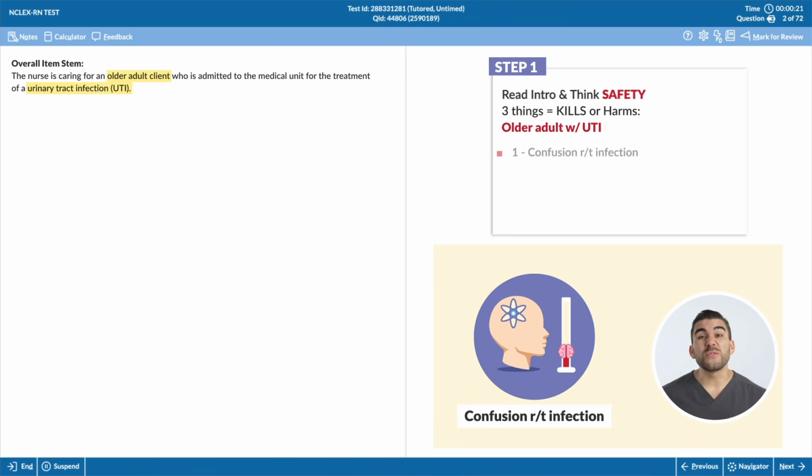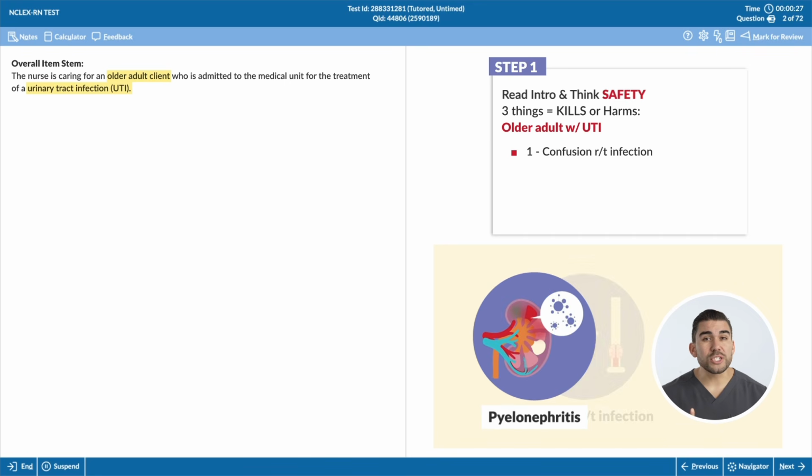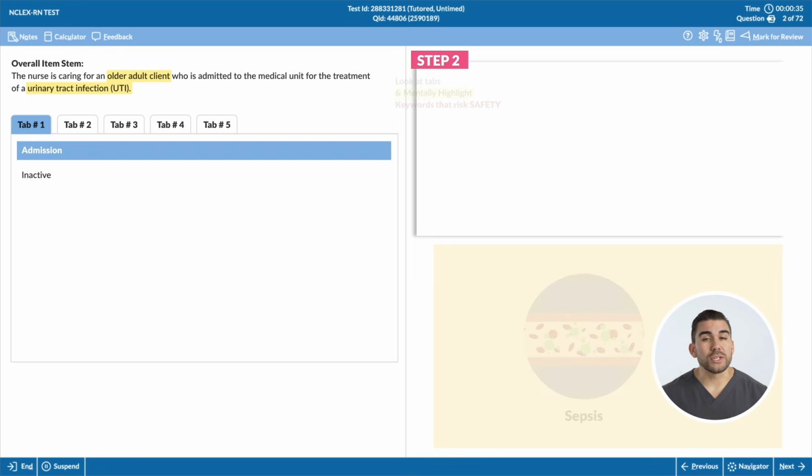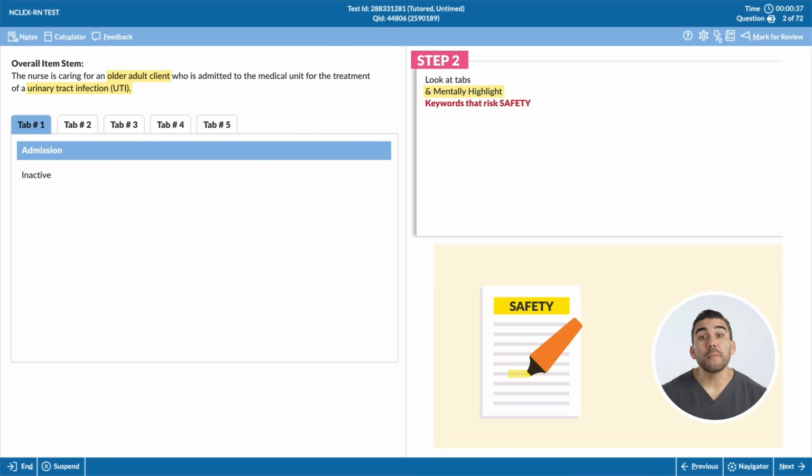Number 1 is confusion related to the infection. This is what's known as ALOC, altered level of consciousness. Number 2 is pyelonephritis, fancy words for a kidney infection. And number 3 is sepsis, that bloodborne infection. Now step number 2, let's look at the tabs and again, mentally highlight keywords that risk safety.